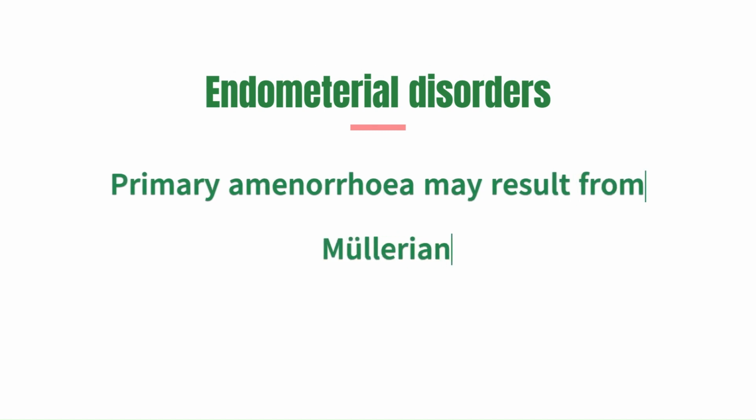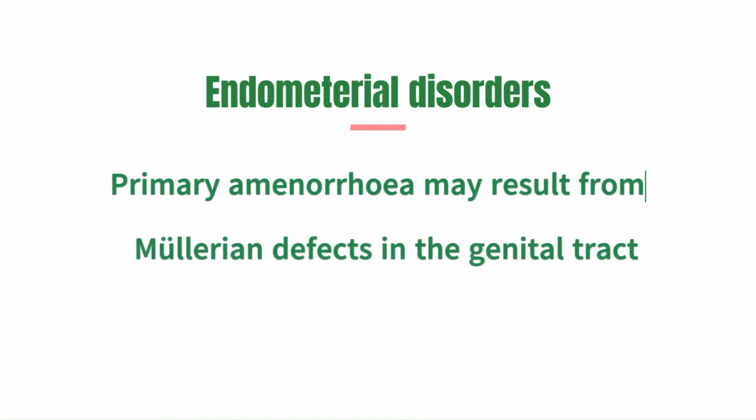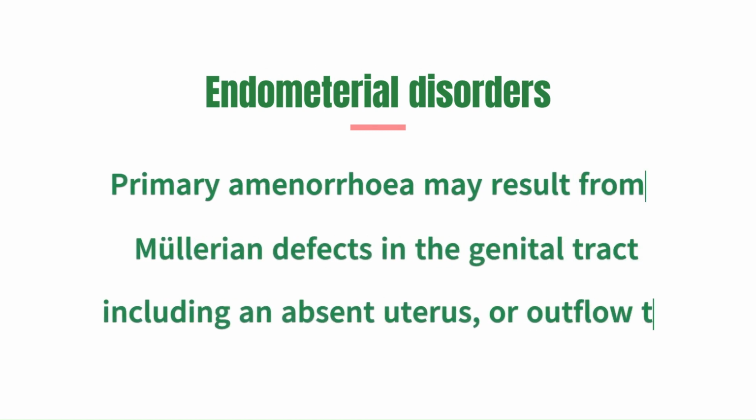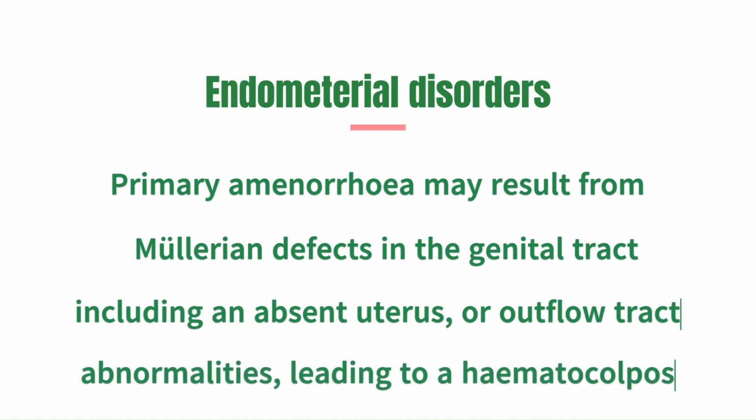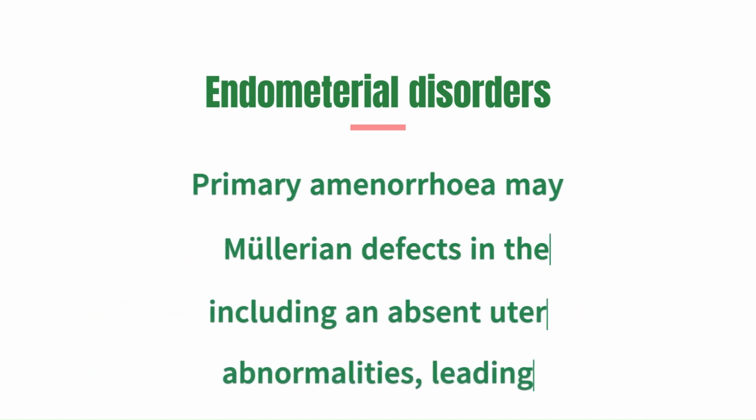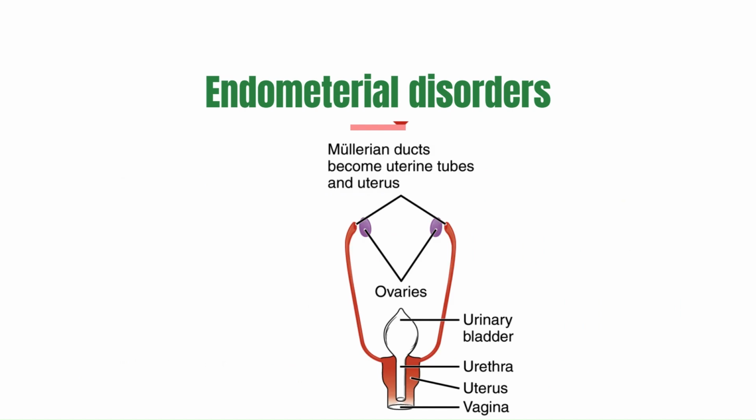Endometrial disorders. Primary amenorrhea may result from Mullerian defects in the genital tract, including an absent uterus or outflow tract abnormalities leading to a hematocolpos. Mullerian ducts are paired tubes that grow into female reproductive organs early in fetal development. The ducts form the uterus, cervix, fallopian tubes, and upper vagina.